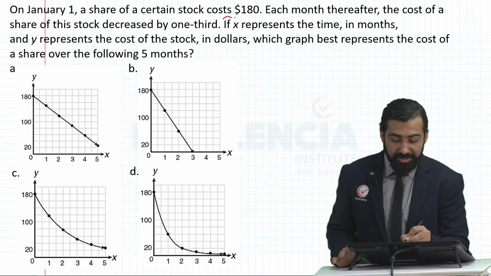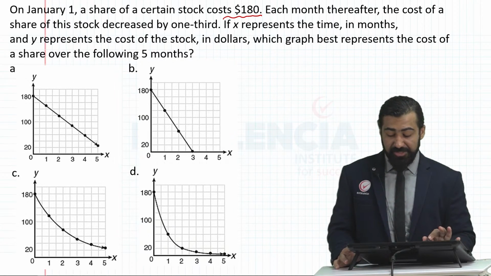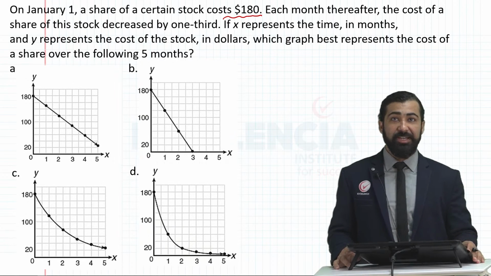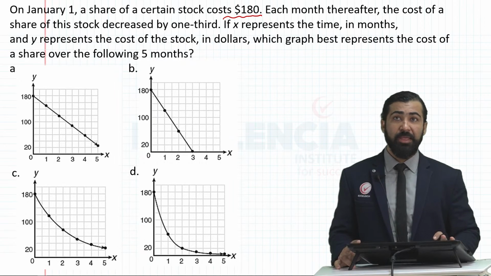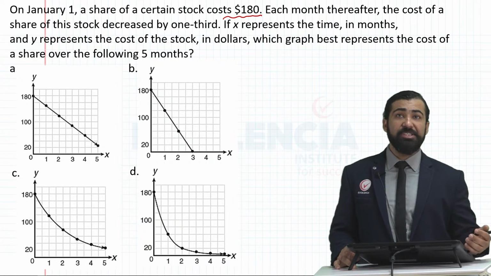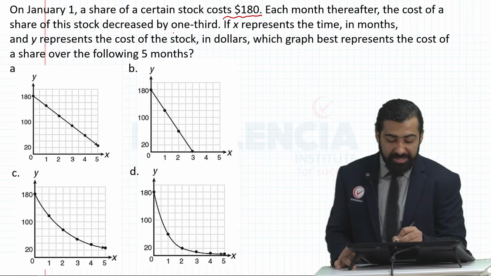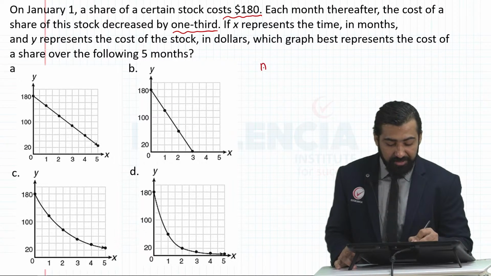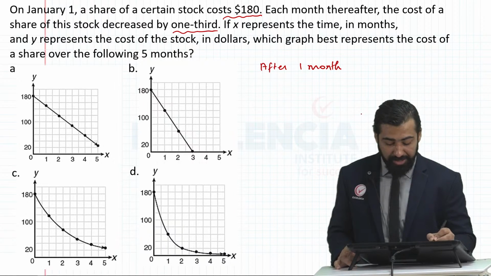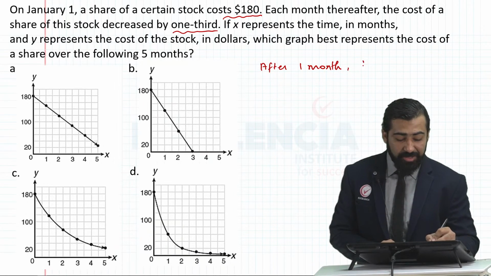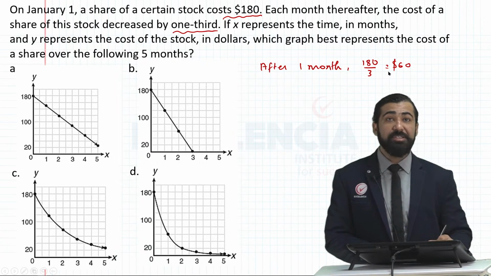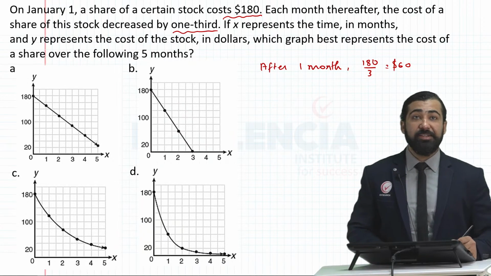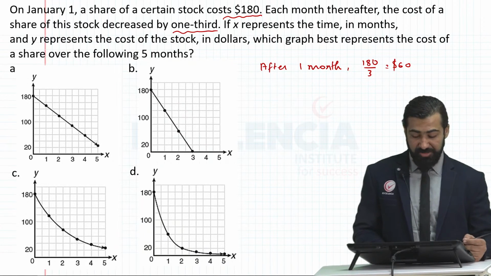You started with $180, okay? So first we want to see which of the 4 graphs are starting at $180. We can see that each and every graph is starting at $180. The cost of a share of the stock decreased by 1/3. If it's decreased by 1/3 after 1 month, your price of the stock should be 180 divided by 3, or $60. We want to see which of the given graphs has a stock price of $60 after 1 month.